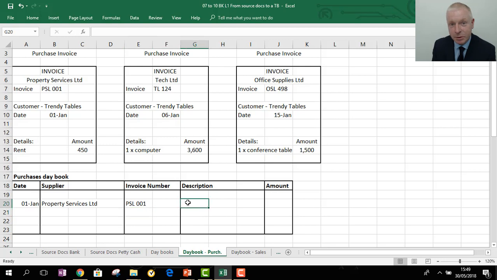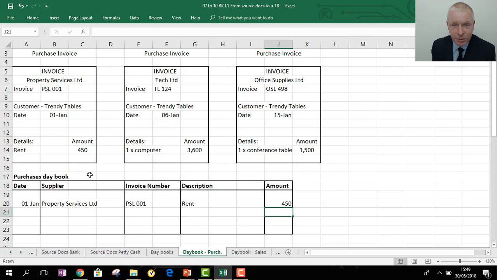I could put down the description relating back to this invoice. So again, I just hit the equal sign and I click on whatever the details were, which is rent. And then the last thing I need is the monetary value. So I click on equals, hit on the amount, and there we have the first invoice has now been posted to the purchase daybook. And that's all it is.